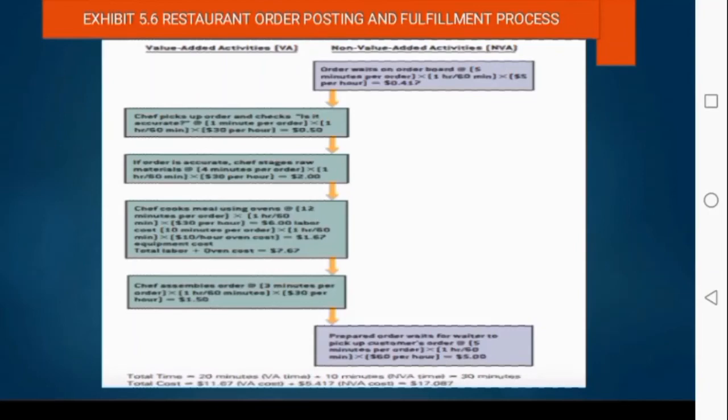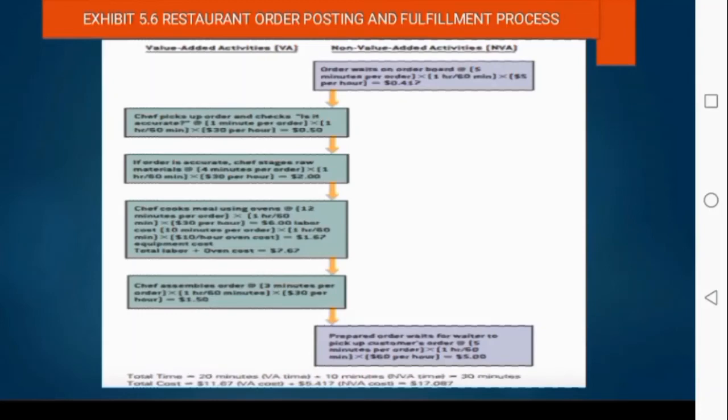$0.417. And shift pickups order and checks if it is accurate at 1 minute per order times 1 hour over 60 minutes times 30 per hour is equal to $0.50. And if order is accurate, shift stages raw material at 4 minutes per order times 1 hour over 60 minutes times 30 per hour is equal to $2.